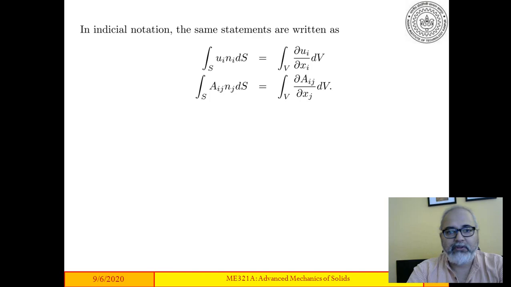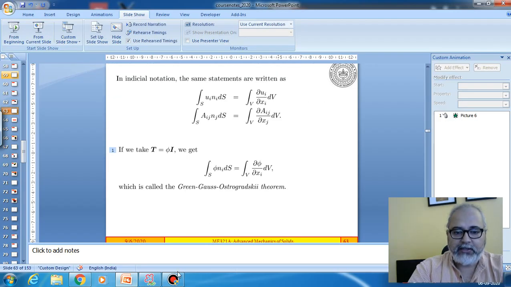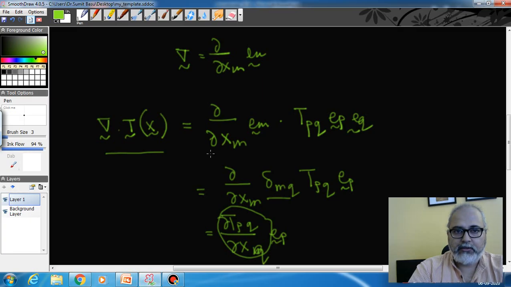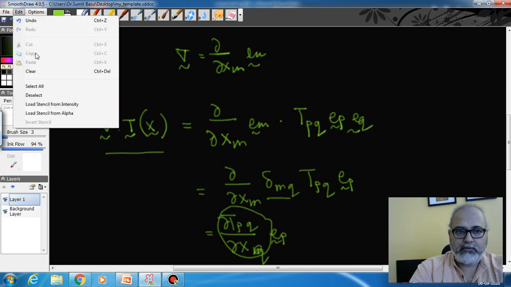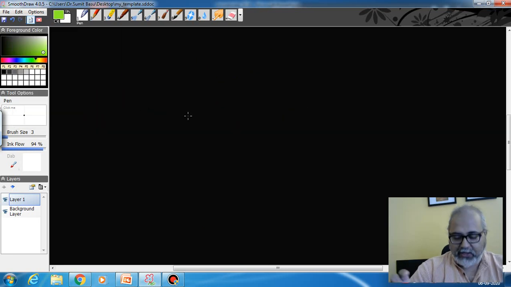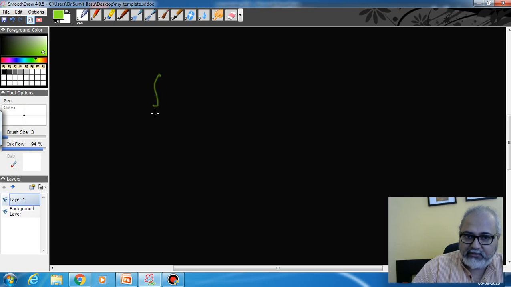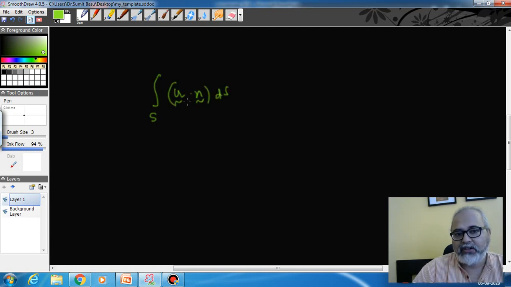So the way we will write it is like this. What we have in the first statement is the surface integral of u dot n ds, and in your fluid mechanics courses you might have learned that when u is the velocity, this gives the total flux from the volume.